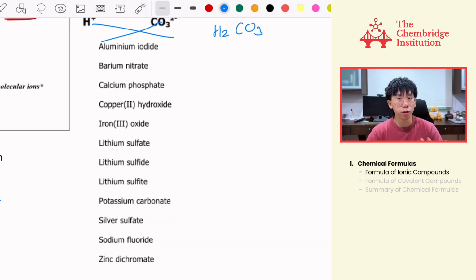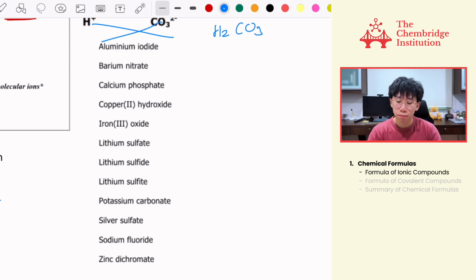Now what if we don't actually know the ion, and you're given the name of the chemical substance, for example, aluminium iodide? How do we determine this? Well, the best way to do it is to identify the ions first. At a certain level, you should be able to identify the ion based off the name. For aluminium iodide, we know there is an aluminium ion and an iodide ion. We also know this is an ionic compound because it's between a metal and a non-metal. So we use this method over here.